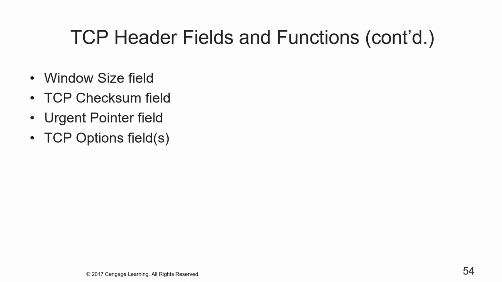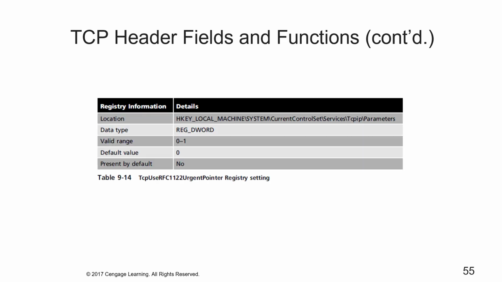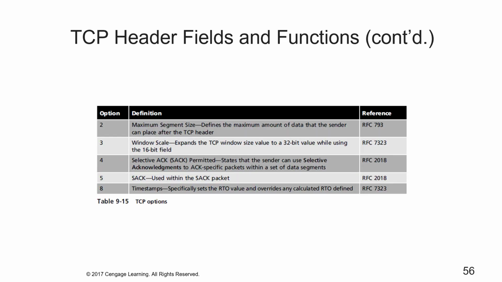Other headers, functions, and fields. You have your window size field, your TCP checksum, your urgent pointer, as well as the TCP options field. Here is the TCP use RFC 1122 urgent pointer registry setting in Windows and its default value. And these are some various TCP options defined through RFC 793, 7323, and 2018.